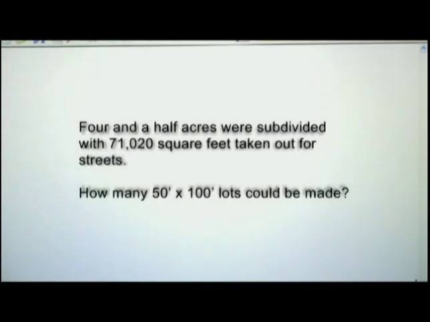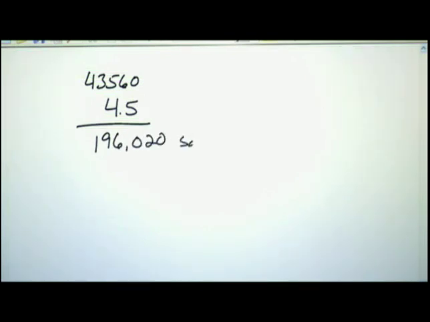4.5 acres were subdivided with 71,020 total square feet taken out for streets. How many 50 by 100 lots could be made? I need to get into square footage in order to accommodate my streets. So the 4.5 acres, I multiply times 43,560 square feet per acre. 4.5 acres times 43,560 gives me 196,020 square feet for the total area.